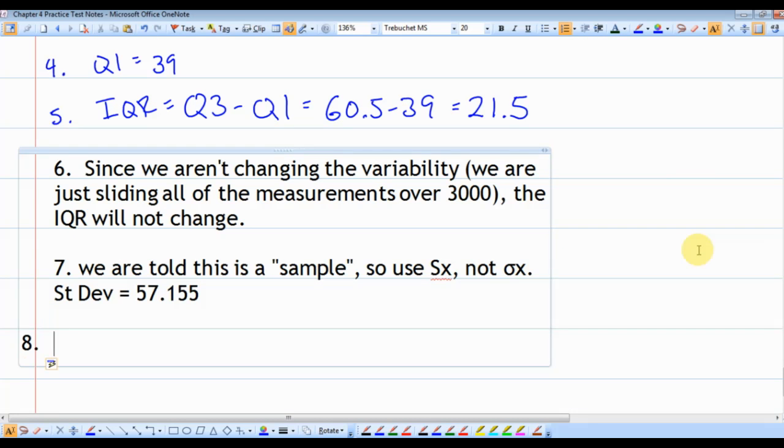Okay. 8. You're asked to find the median age. So this is interesting. We don't actually know how many people are in our survey. So we have to ask this question: how many people are in the survey?